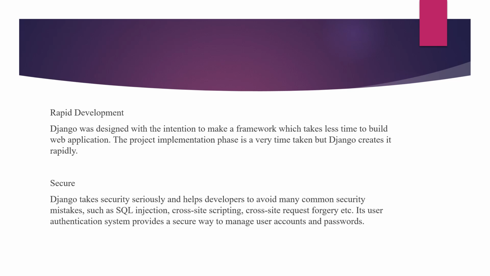First one, rapid development. Django was designed with the intention to make a framework which takes less time to build web applications. The project implementation phase is very time-consuming, but Django does it rapidly. Second one, secure. Django takes security seriously and helps developers to avoid many common security mistakes such as SQL injection, cross-site scripting, cross-site request forgery, etc. Its user authentication system provides a secure way to manage user accounts and passwords.